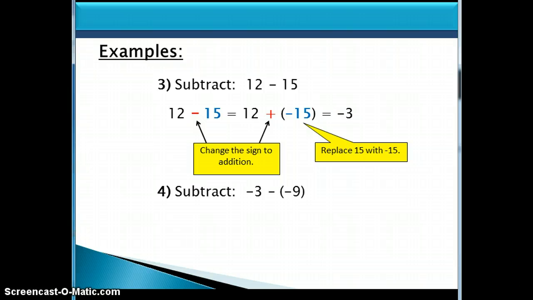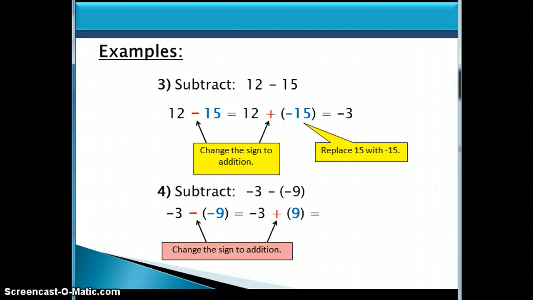Now let's subtract -3 minus -9. So first we change the subtraction sign to addition, and then we replace the -9 with a +9. So now we have two numbers being added together that are opposite signs. So we find the difference between the two absolute values, which would be 6. And the bigger number is 9 and it's positive, so our answer is positive. So we end up with a +6.